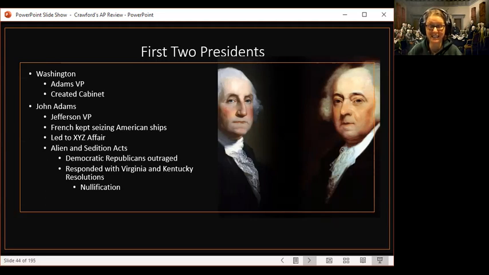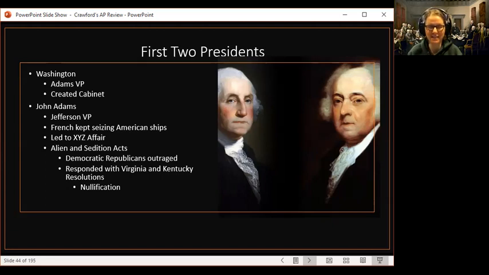When we look at John Adams, Jefferson is his vice president, which is going to cause some conflict because they do not agree ideologically on anything. The way it was set up for elections early on, not how we do it now, the top 2 vote getters became president and vice president, and they are of 2 different political parties. So, yikes, that's a problem.